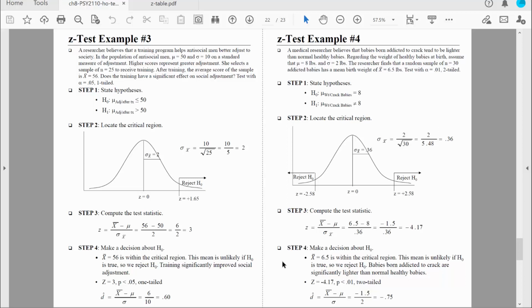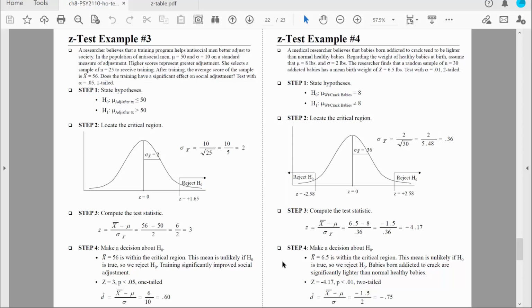We did decide that we will reject the null hypothesis, and here's how I would put that into context. That sample mean of 6.5 pounds was within the critical region. This sample mean, 6.5 pounds, is unlikely to be found if the null hypothesis is true. In other words, our sample data is inconsistent with the null hypothesis, so we reject the null hypothesis. Everyday language, what did we find? Babies born addicted to crack are significantly lighter than normal, healthy babies.